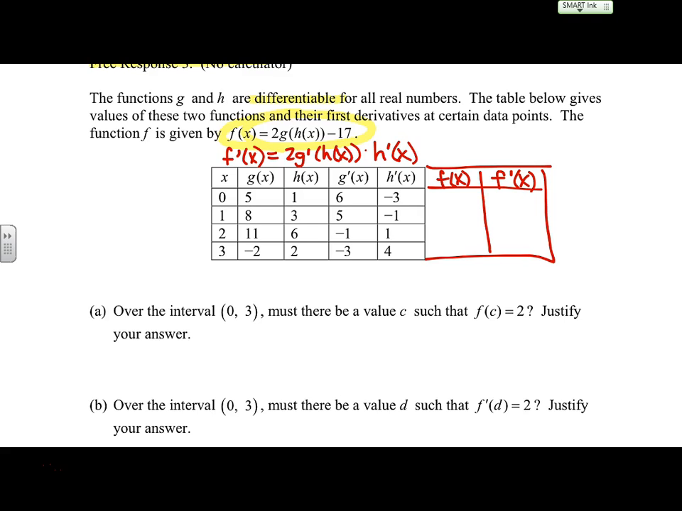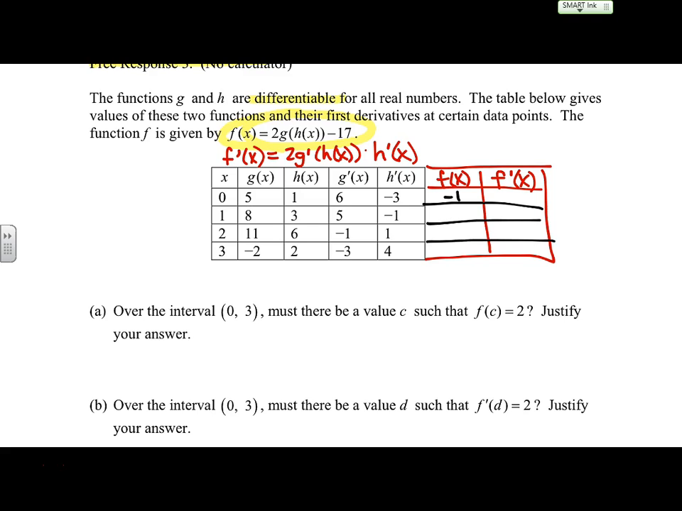Okay. So to find f of x, did anybody do this? What did you get for the first function value of f? I got 0. Because h of 0 is 1, g of 1 is 8, 2 times 8 is 16, 16 minus 17, negative 1? Is that what you guys said? Negative 1. Okay, cool. And then what was f prime? We have to do, that was a little too scary.